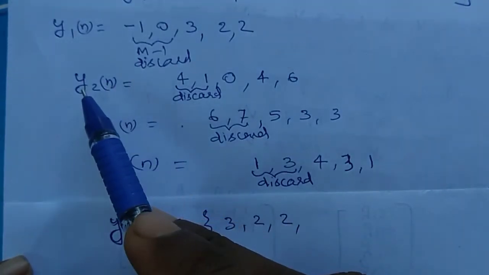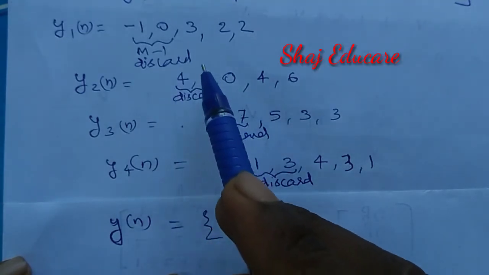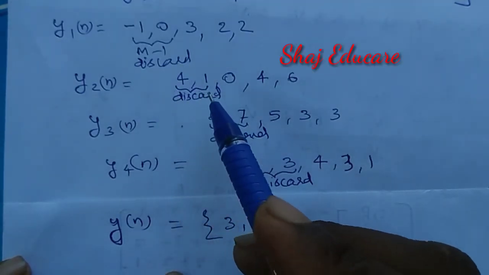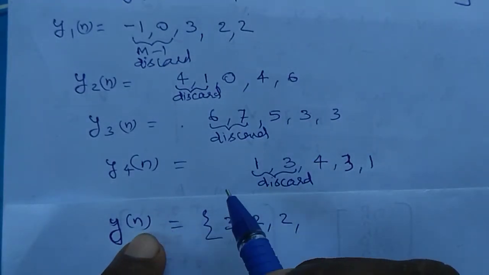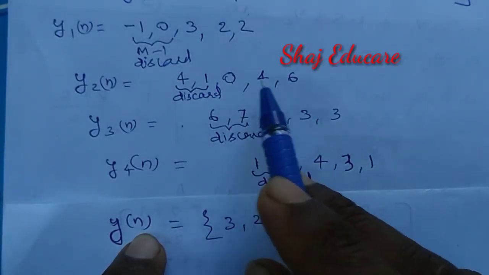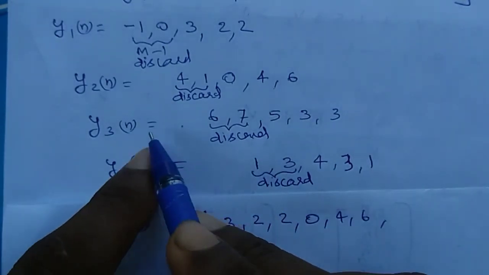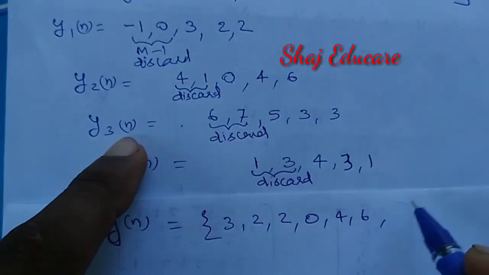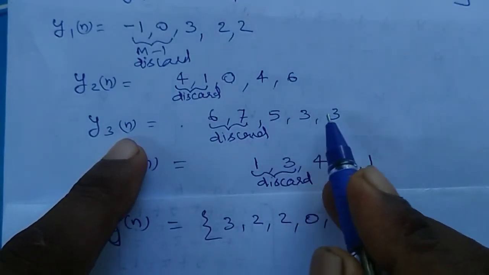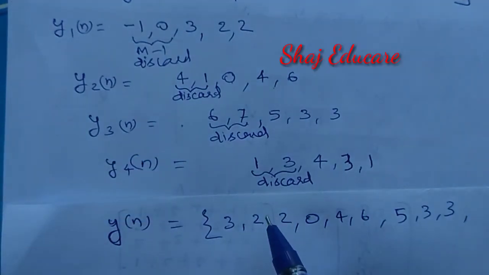Next, from y2 of n also, let us discard the first two elements, and the remaining can be taken in order to construct y of n. The remaining elements are 0, 4 and 6. Again, from y3 of n also, discard the first two elements and take the next data 5, 3, 3.